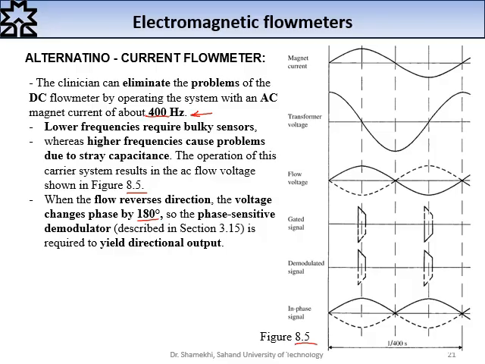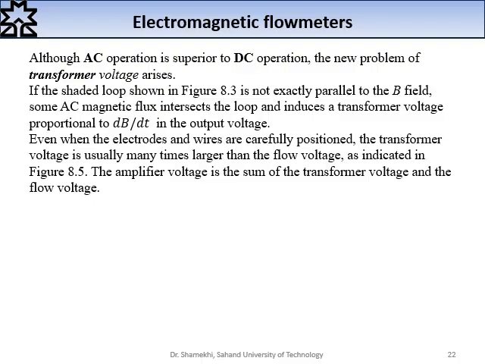And also, we should consider another problem: the direct coupling or induction between sensors, between coils in these types of magnetic flow meters. As I told you before, we have a direct coupling problem. Although AC operation is superior to DC operation, the new problem of transformer voltage arises.